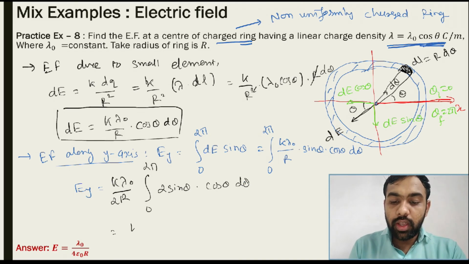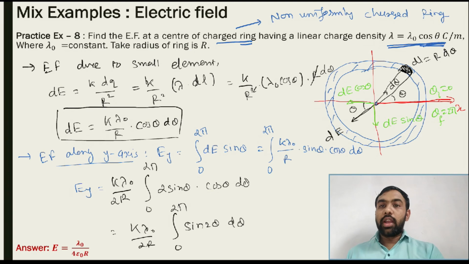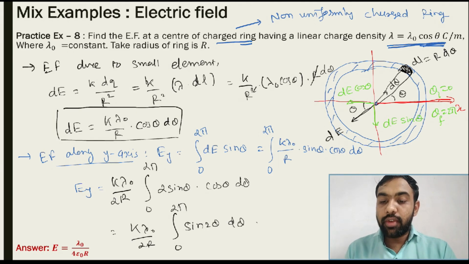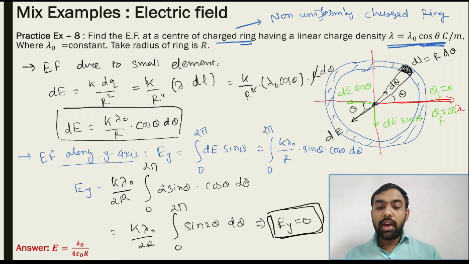So what is the answer? It is equal to k lambda 0 upon 2r integration 0 to 2 pi sin 2 theta d theta. And we know over the full cycle the average of sin theta is 0. So thus Ey is equal to what? 0. Means the net electric field at the center due to the sine component is 0. Now we think about the cos component.